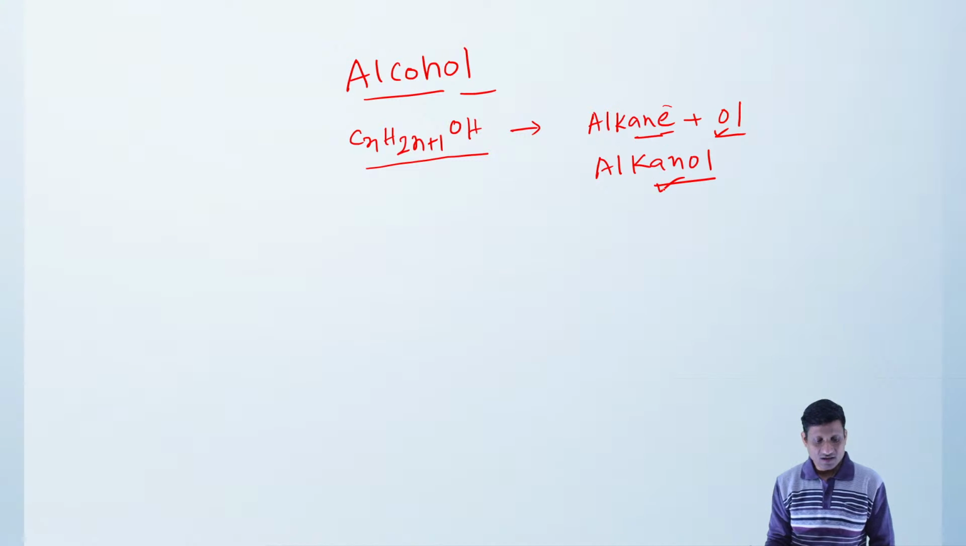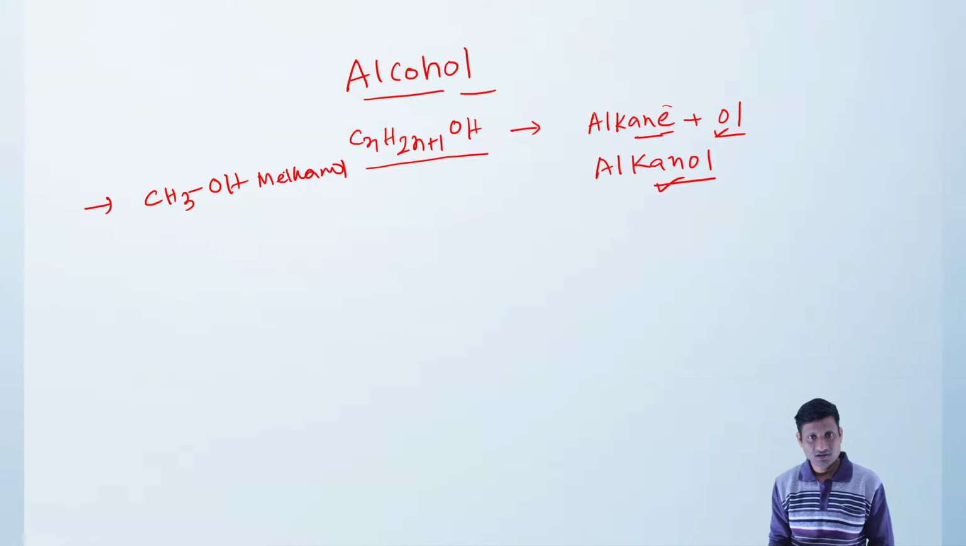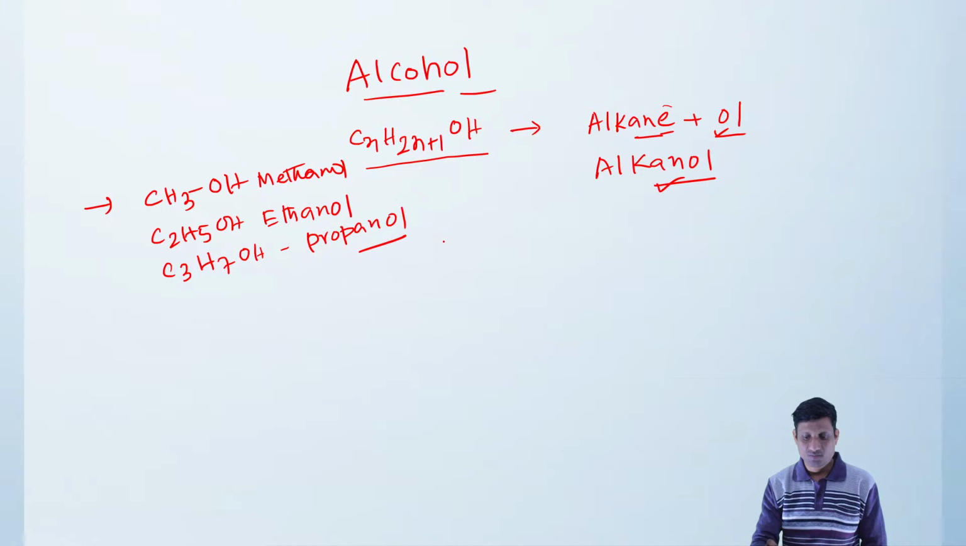The first member of this alcohol family, n equal to 1, is methanol, from methane. The second member of this family is C2H5OH, that is our ethanol. The third member of this family is C3H7OH, that is propanol.